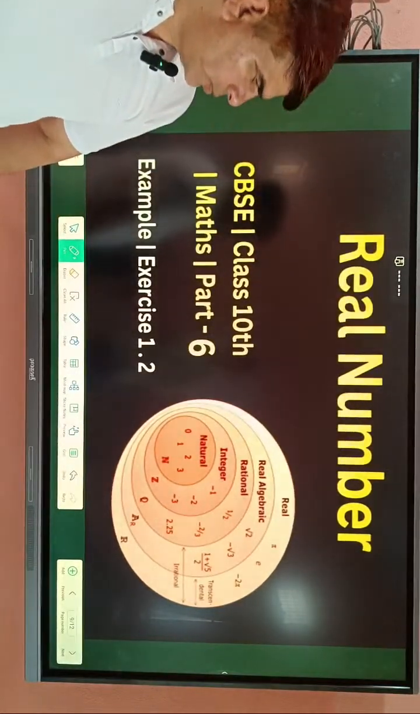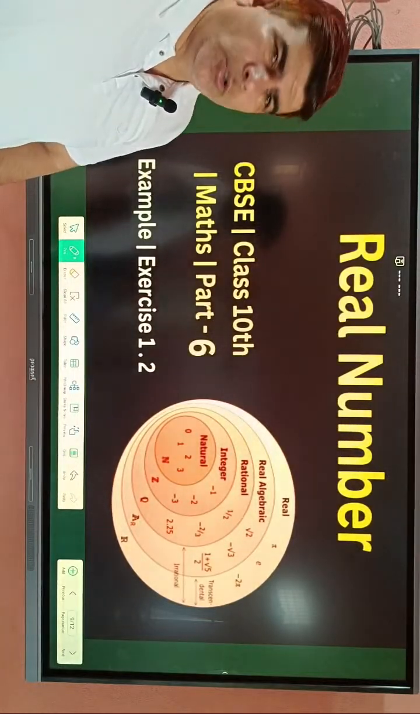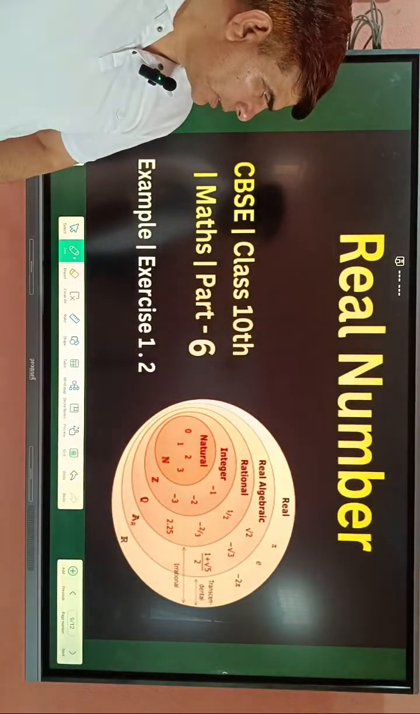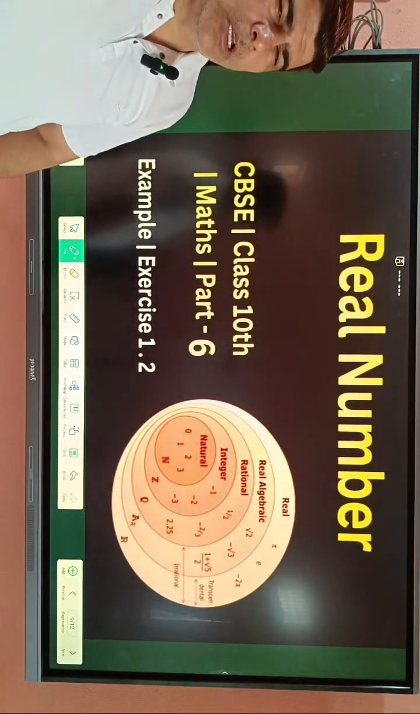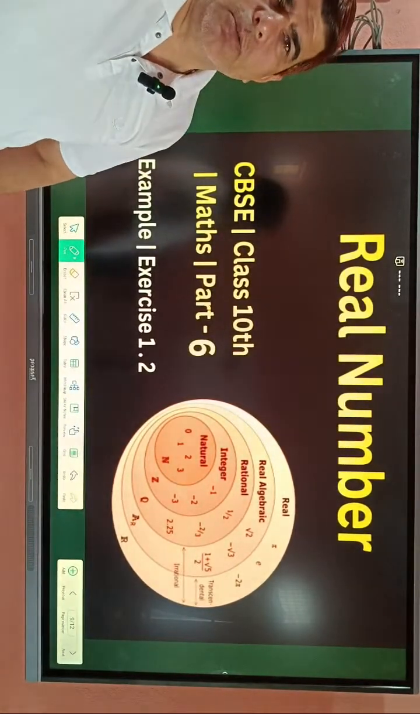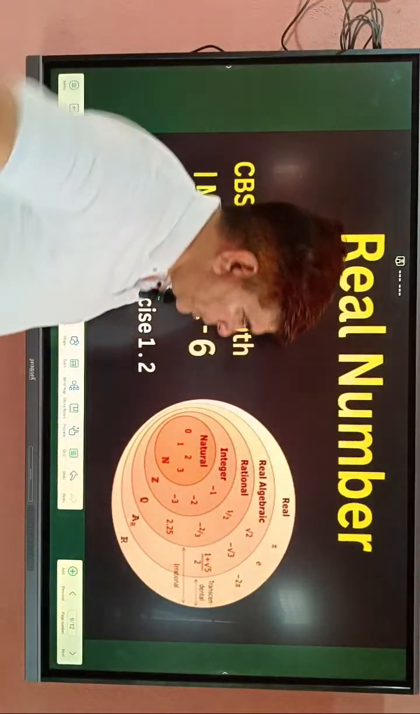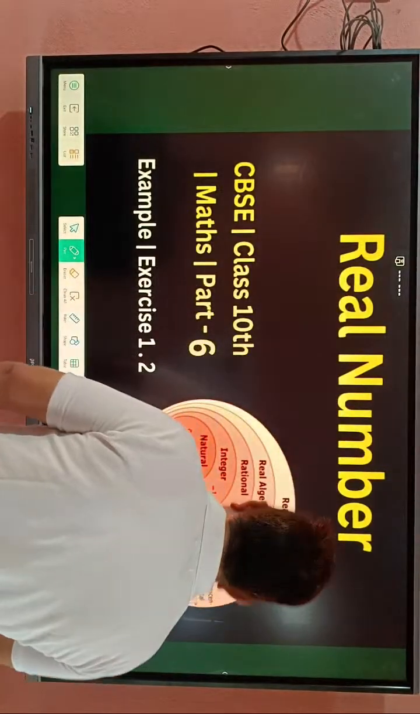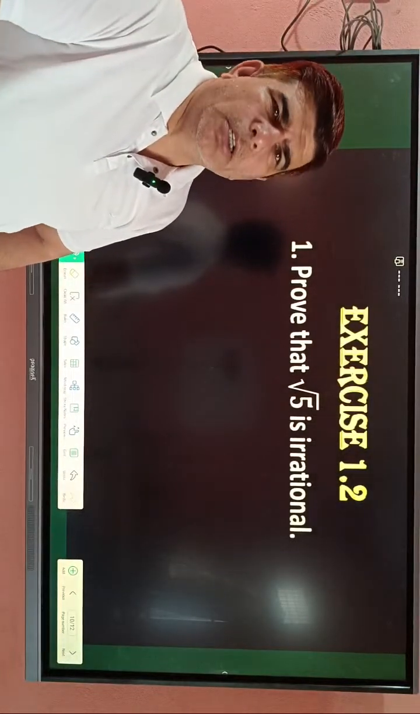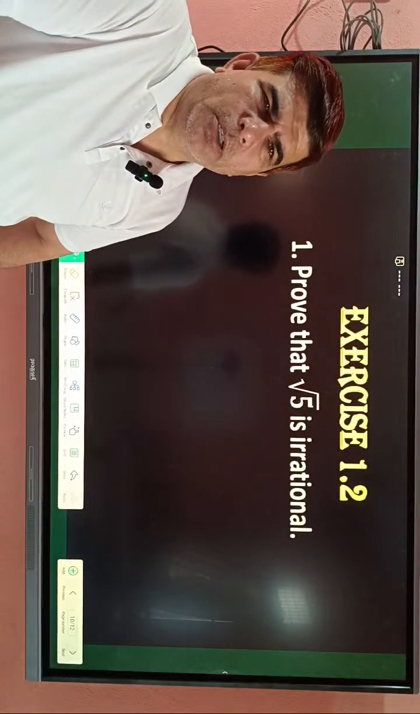Okay. So today we will discuss questions related to irrational numbers for exercise 1.2 of class 10 maths chapter number 1. This is the last exercise of this chapter. I think you know, yesterday I also told you what irrational numbers are. The real numbers which are non-terminating, non-repeating and non-reoccurring are known as irrational numbers.